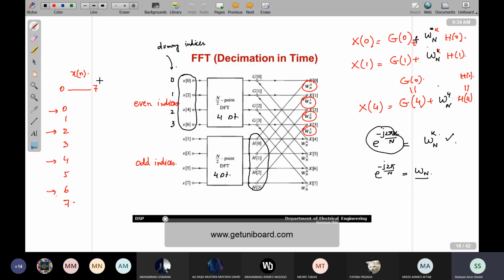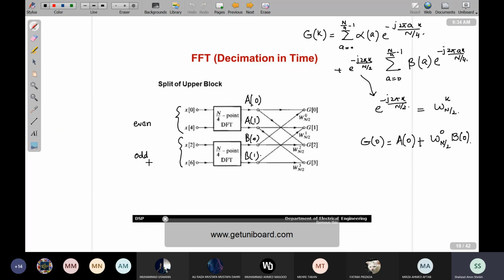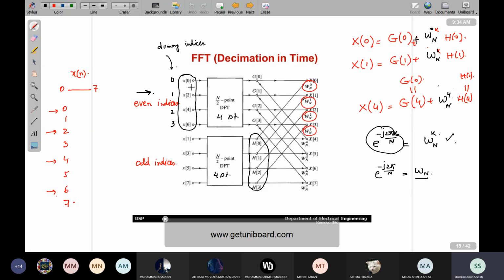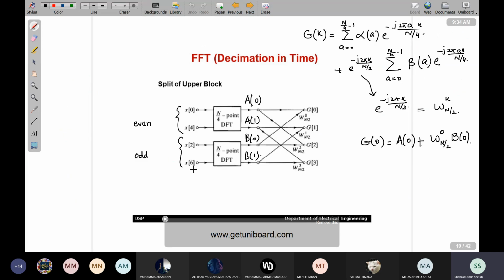Now let's see that this block, which has the even indices, this 4-point DFT will be split into two 2-point DFTs. So now see, even, in this case, these are my even and these will now become odd. So now these are dummy indices 0 1 2 3 because I'm taking this block. So 0 and 4 are even and 2 and 6 have been converted into my odd indices. So x of 0 and x of 4 I am taking, again a 2-point DFT. So what will happen?